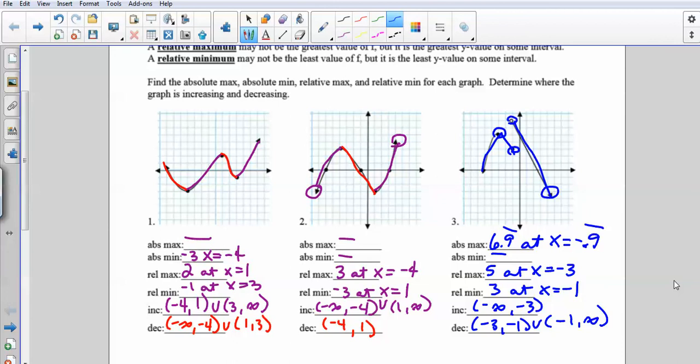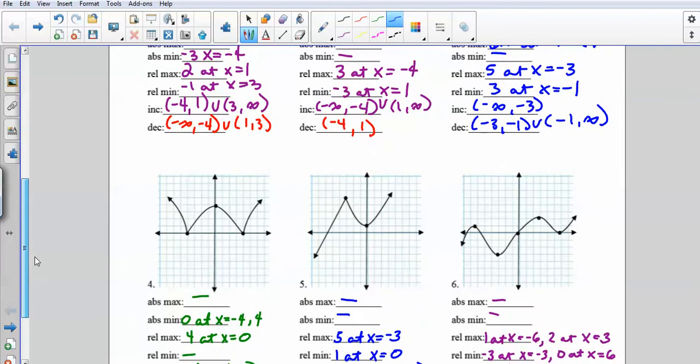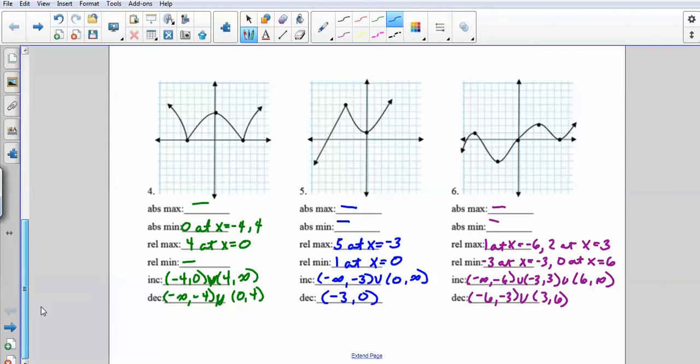So this is a good point to pause the video and try the next 3 problems on your own, and then you can come back to the video and check and see if you did it correctly. Okay, after you've paused the video, you can check your answers on the screen, and then we'll move on to the next page. On the next page, you're going to need your graphing calculator, so if you don't have it out, pause the video and get your graphing calculator out.